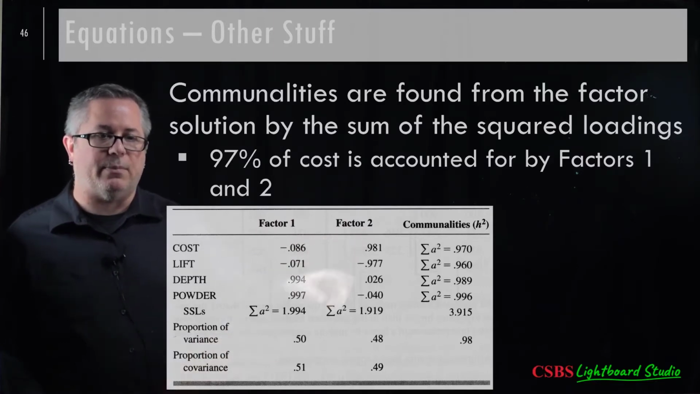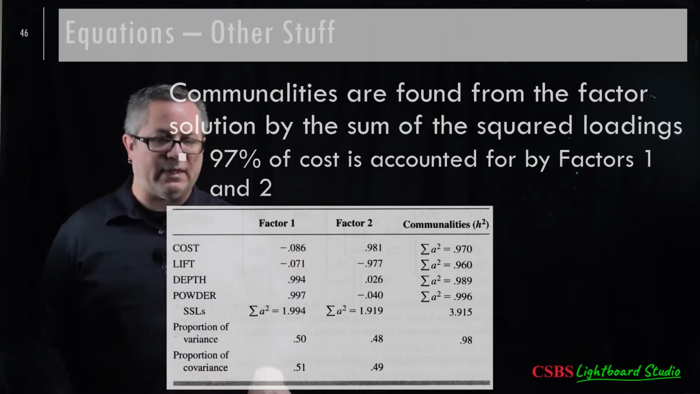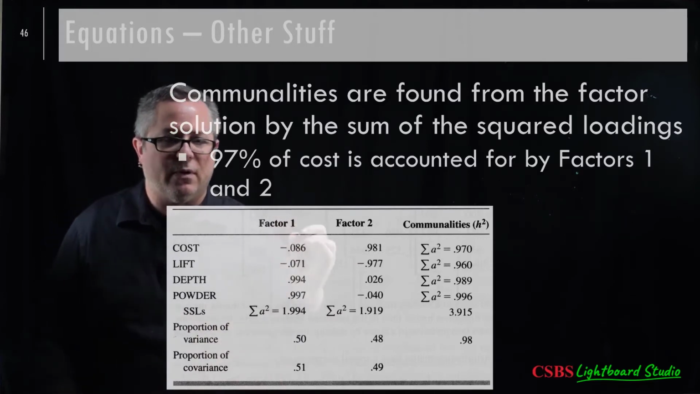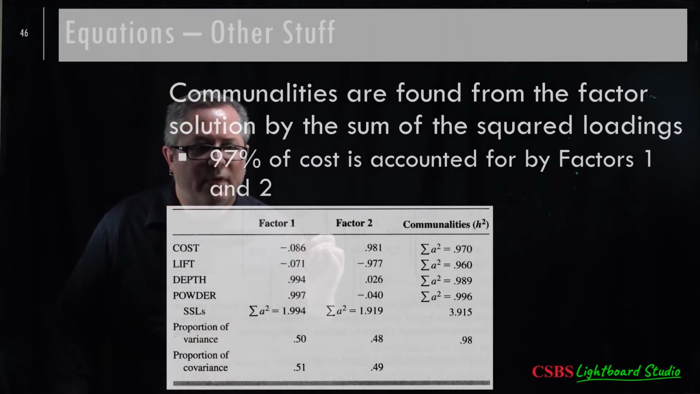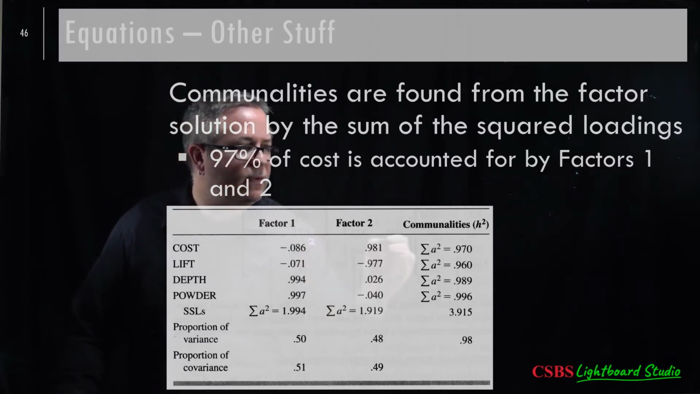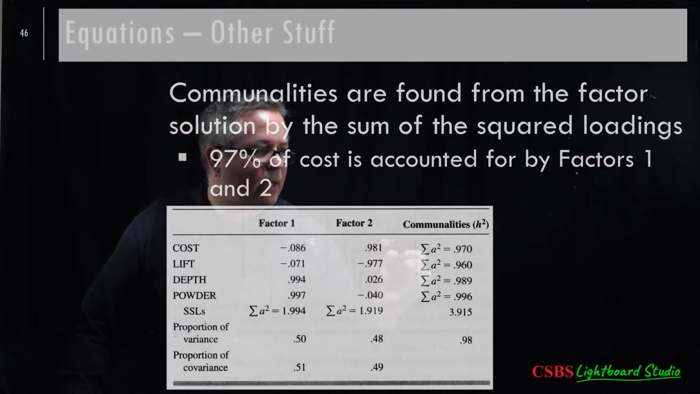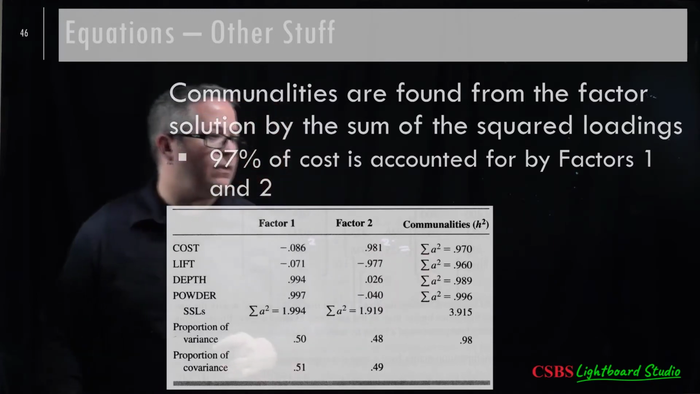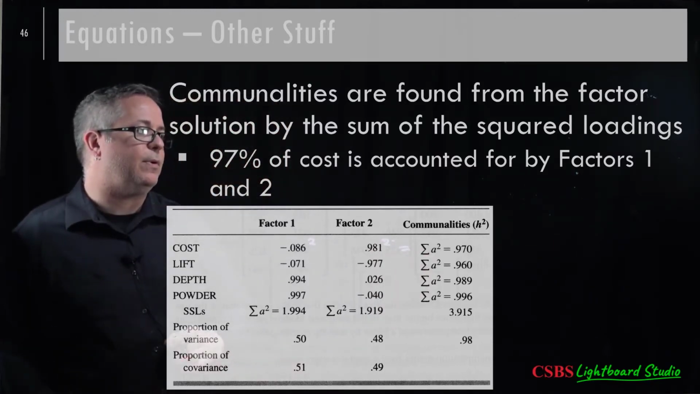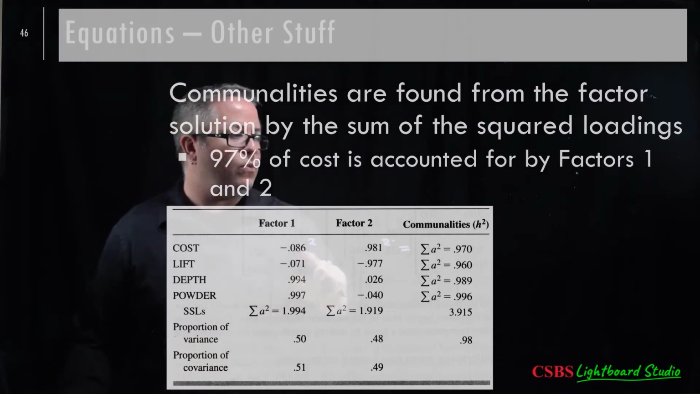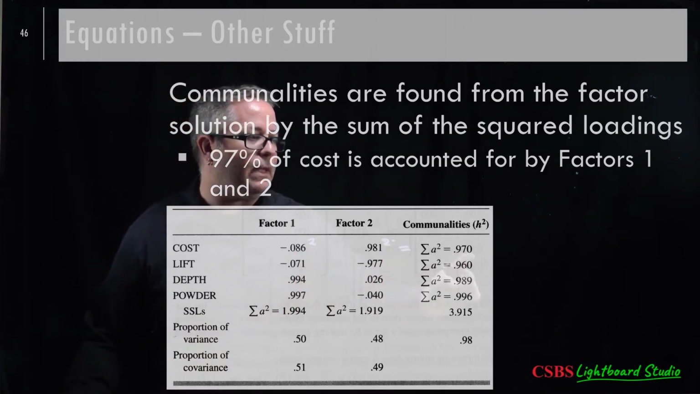And we can square these loadings. If I square this and square that and add them together, that would equal this 0.970. So the communalities are usually just the squared loadings added up, and that's our communality here. Square these two, you get the communality there. Square those two, right? That's how the communalities end up being estimated.